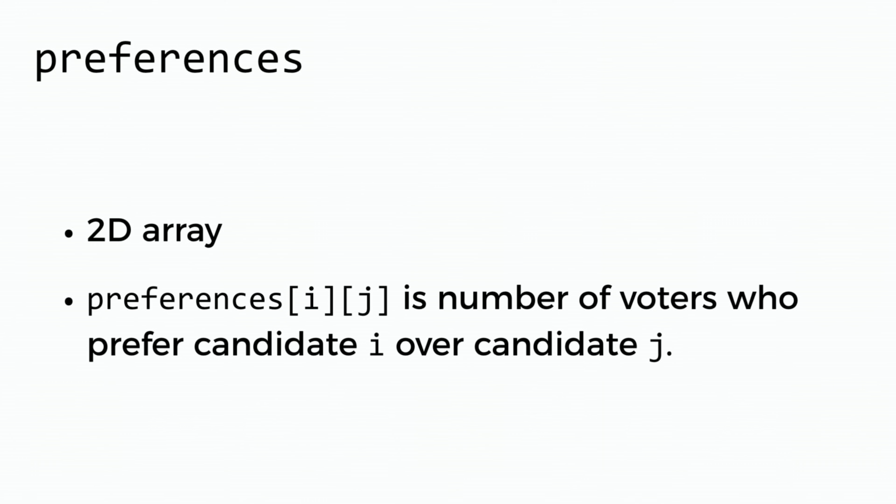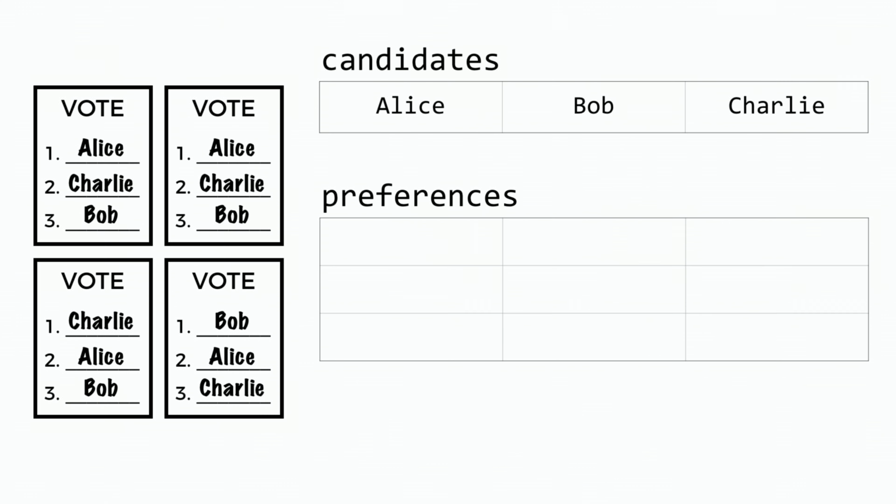Next up is preferences. Preferences is a two-dimensional array where preferences[i][j] is the number of voters who prefer candidate i over candidate j. Let's take a look at an example to see what this actually looks like in practice. Here we have 3 candidates, Alice, Bob, and Charlie, where Alice is at index 0, Bob is at index 1, and Charlie is at index 2. And if we fill in the preferences, it'll look a little something like this. The first row, preferences[0], represents preferences for Alice. And the first column means the number of people who prefer Alice over Alice, which in this case is 0.